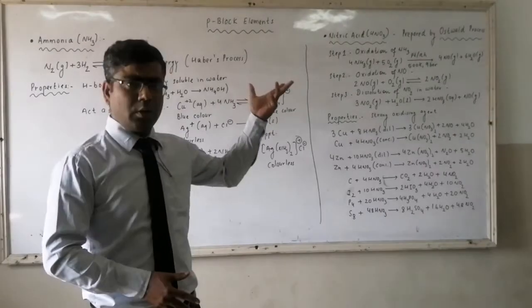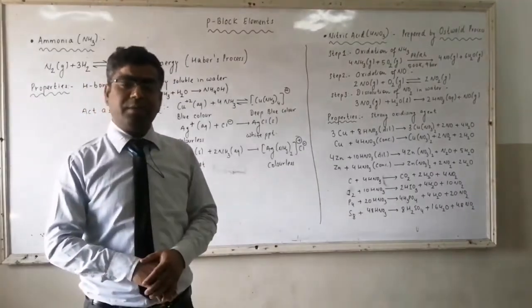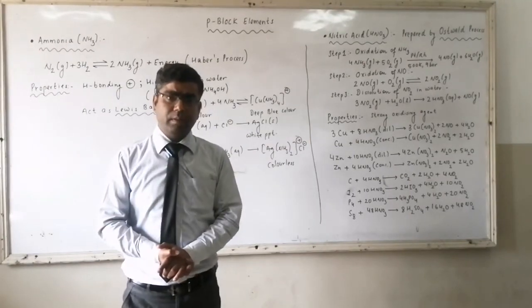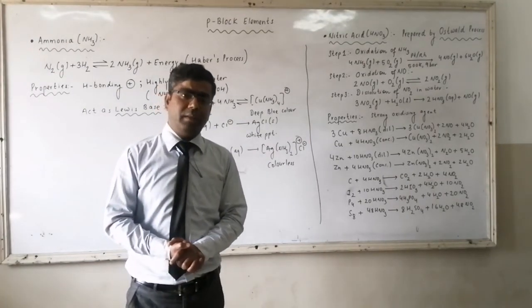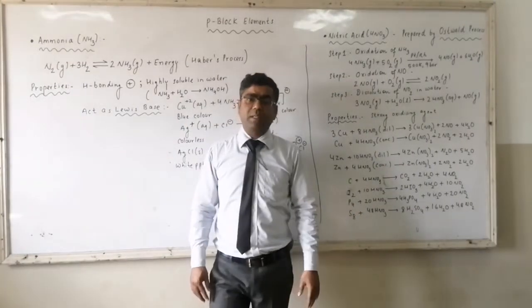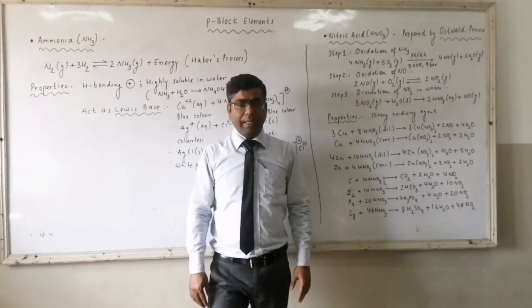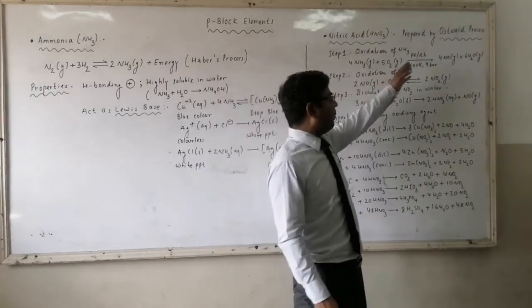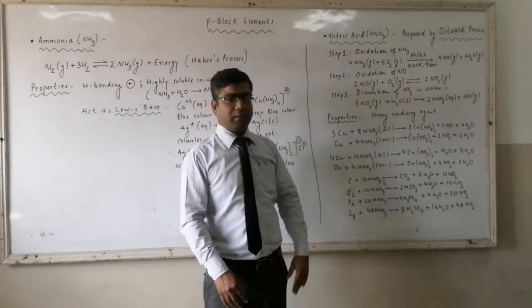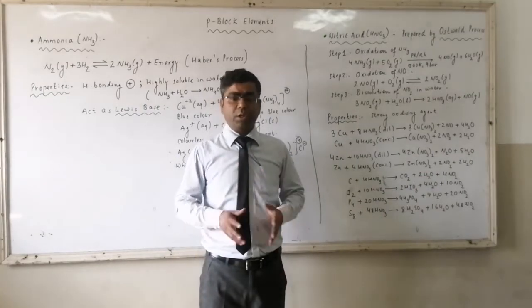How is it prepared? On a large or industrial scale, it is prepared by the Ostwald process. The Ostwald process completes in 3 steps. Step number 1 is oxidation of ammonia in the presence of a catalyst. As a catalyst, we are using platinum and rhodium metal. So step 1 is catalytic air oxidation of ammonia.